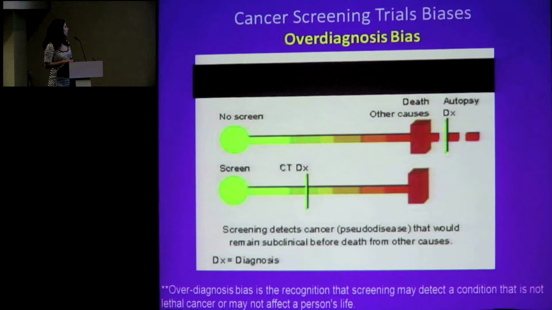And also overdiagnosis bias is the recognition that screening may detect a condition that is not a lethal cancer or may not affect a person's life. We are actually diagnosing maybe some tumors that may not progress into a malignant cancer that may kill that person.